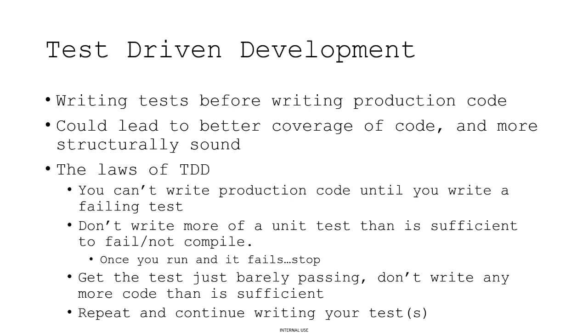So there's 3 laws of TDD, and the first law is you can't write production code until you write a failing test. Cool, so you write a failing test, right? What is a failing test? You don't write more of a unit test than is sufficient to fail or not compile, and not compiling is failing, is what Uncle Bob says. So once you write a little bit of the test, you run it, and it fails. You stop. Then you go to your production code, and you get the test just barely passing. You don't want to write anything more than the code's sufficient to make your test pass.